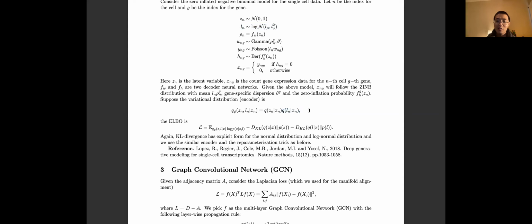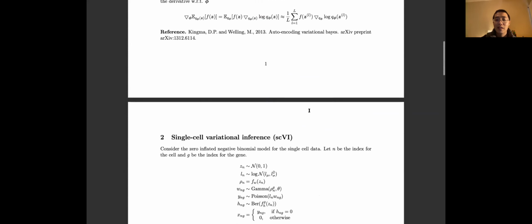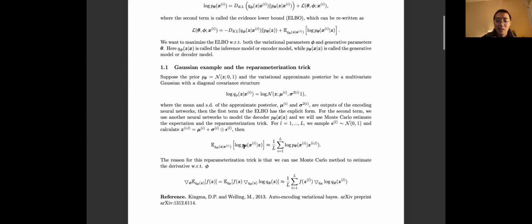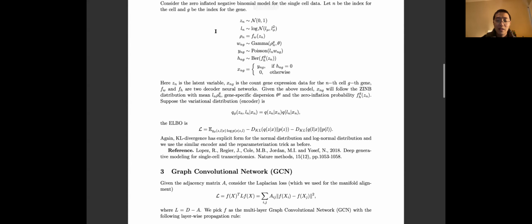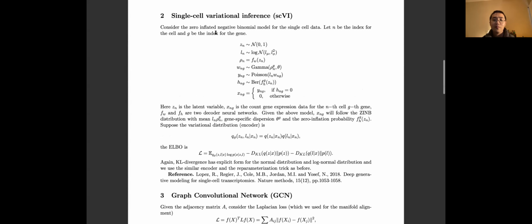So now we have the generative model, we have the inference model, we can calculate the explicit form for the KL divergence. And then we can use the standard VAE method here, the Monte Carlo method and the reparameterization trick to get the ELBO and then do the maximization of the ELBO to get the parameters. So yeah, this is the SCVI model. Any questions here?